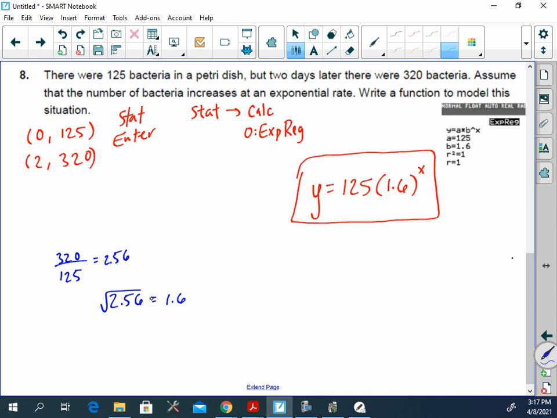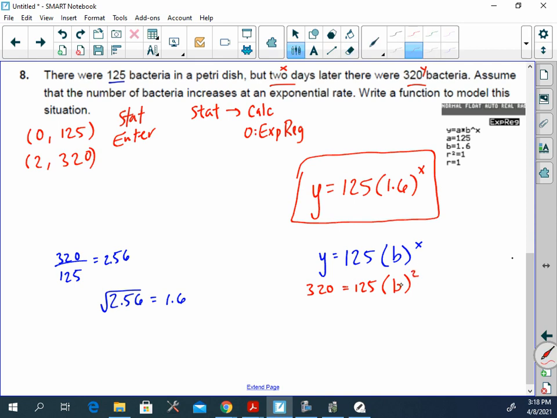Now I'm going to show you guys, because that might be confusing to you, how you can get to what he was doing. So we're starting with 125 bacteria, right? So we know our equation is going to be y equals 125 times b to the x, right? And then don't we know that after 2 days, there's 320 bacteria? So my x is 2, and my y is 320, just like what Erin had said. So I plug 320 in for y, and I plug 2 in for x.